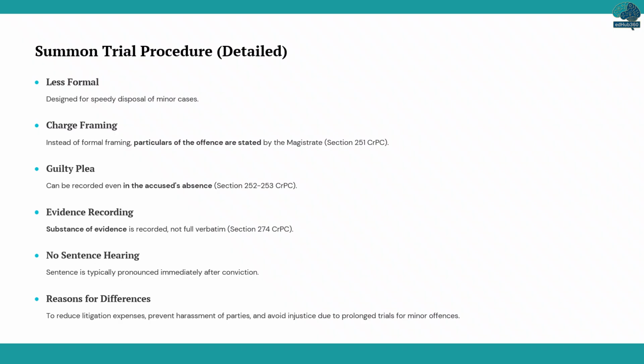Lastly, there's typically no sentence hearing. The sentence is often pronounced immediately after conviction. These differences exist to reduce litigation expenses, prevent harassment of parties, and avoid injustice due to prolonged trials for minor offenses.